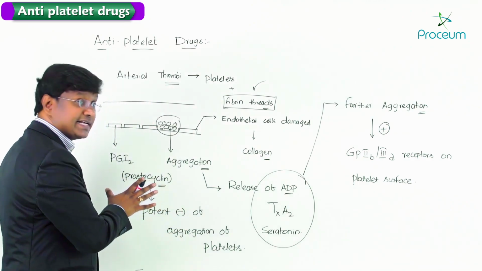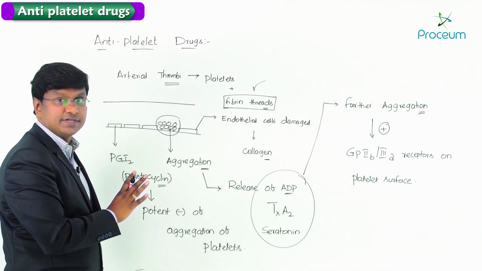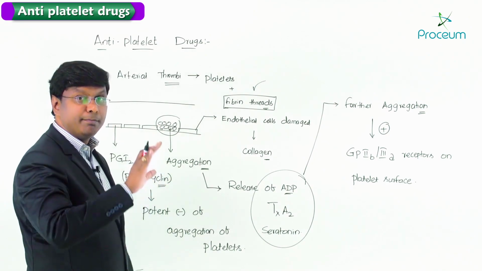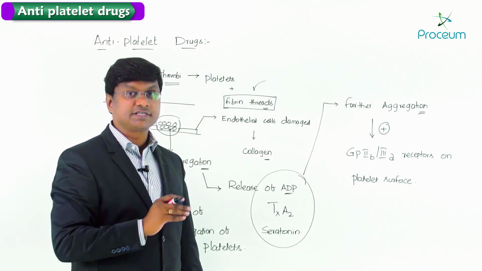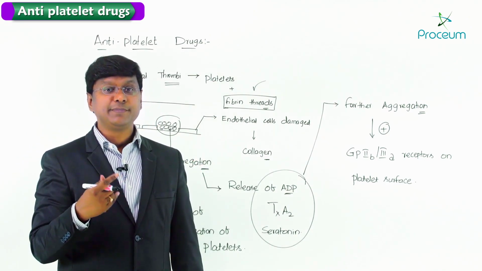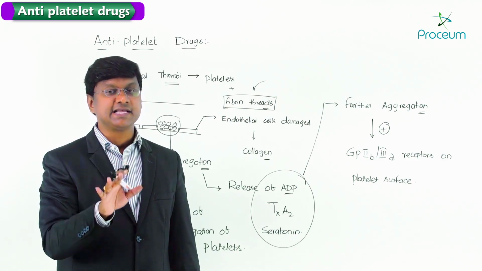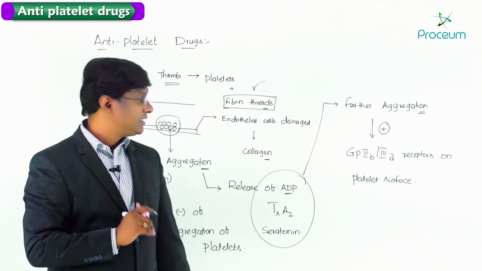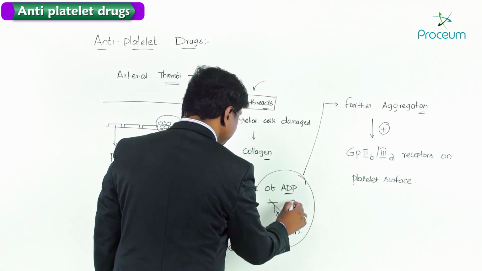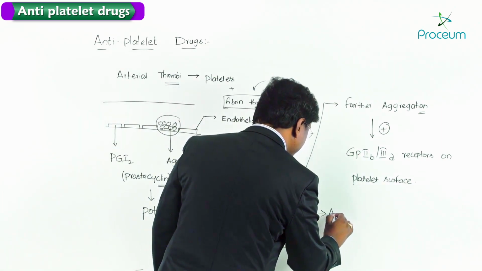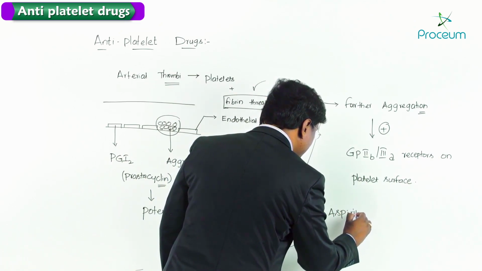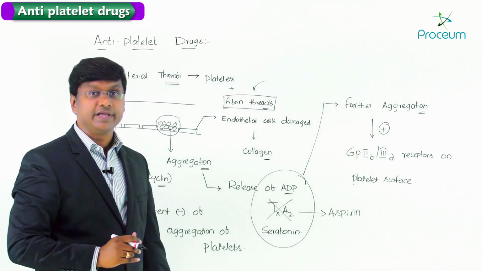Okay. Now there is a natural antiplatelet substance. Now many of the drugs, like whatever I have discussed in the classification, what will be their mechanism of action? The main drugs act as antiplatelet agents by thromboxane A2 inhibition, right? And what is that particular drug? That is aspirin. Aspirin is a thromboxane A2 inhibitor.